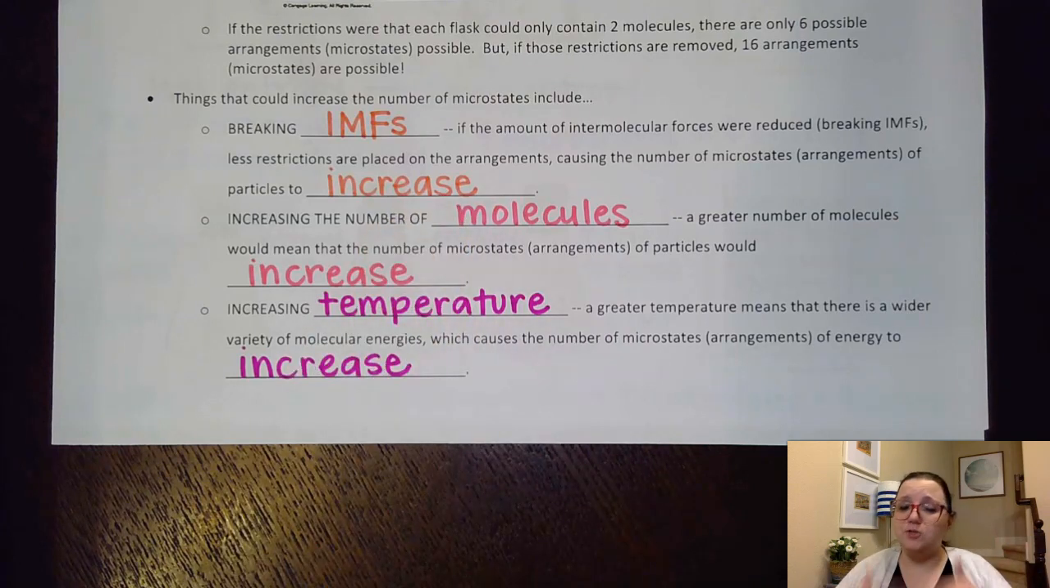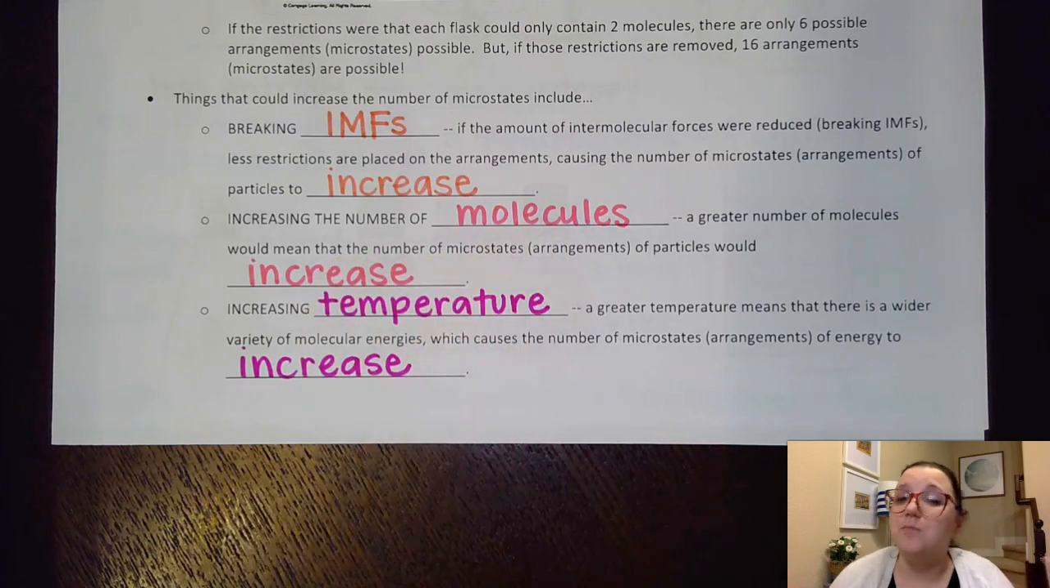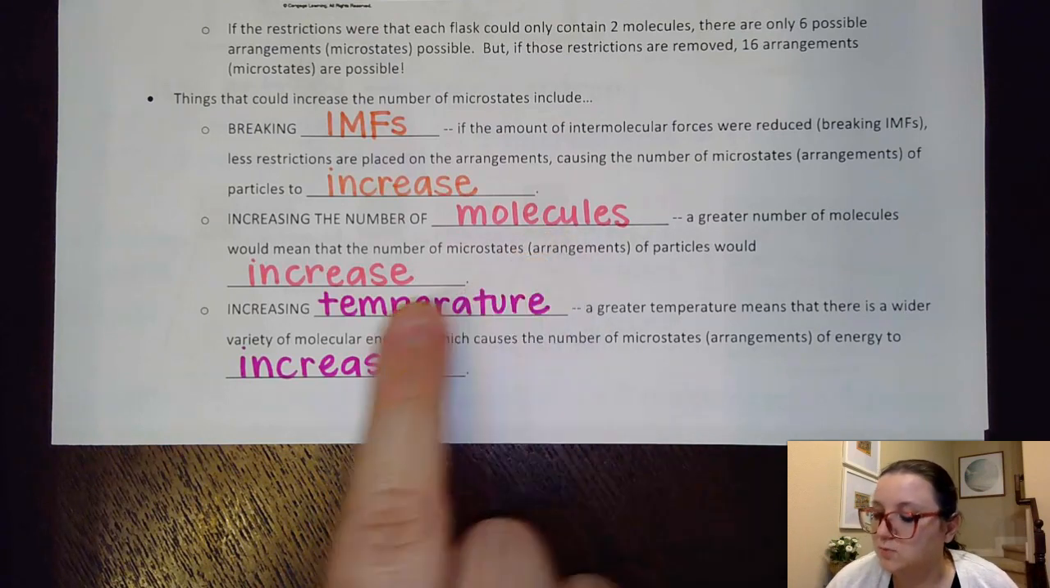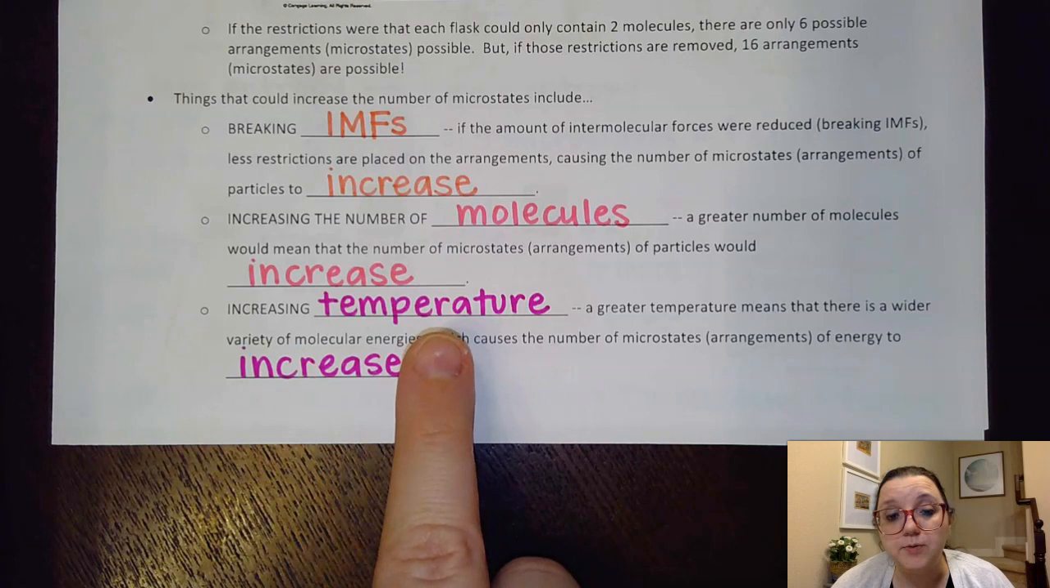Next thing I could do, which hopefully makes sense, I can simply increase the number of molecules. If I have more molecules, then we can make more arrangements and more combinations, and so therefore our microstates would increase. The last thing I could do is I could increase the temperature.